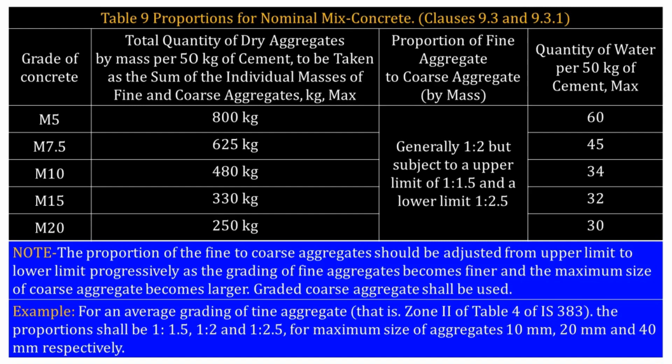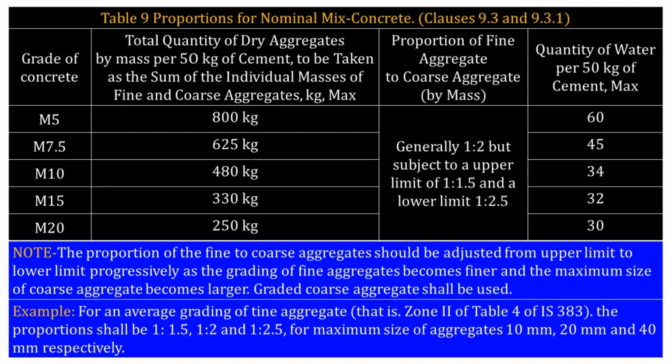M10 grade of concrete. Total quantity of dry aggregates 480 kilograms. Proportion of fine aggregate to coarse aggregate, same as above, quantity of water, 34 liters per bag. M15 grade of concrete. Total quantity of dry aggregates 330 kilograms. Proportion of fine aggregate to coarse aggregate, same as above, quantity of water, 32 liters per bag. M20 grade of concrete. Total quantity of dry aggregates 250 kilograms. Proportion of fine aggregate to coarse aggregate, same as above, quantity of water, 30 liters per bag.